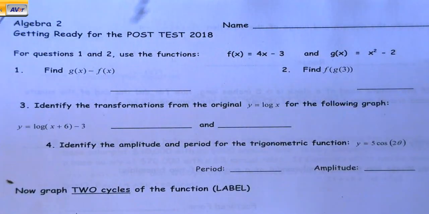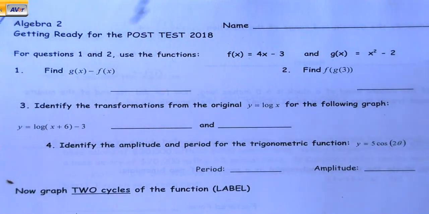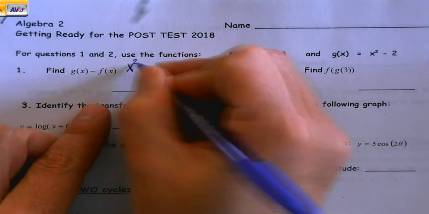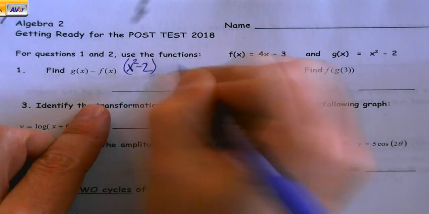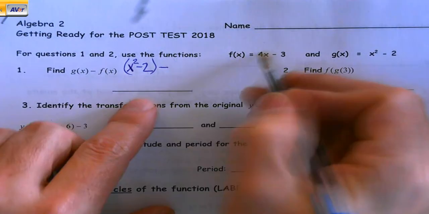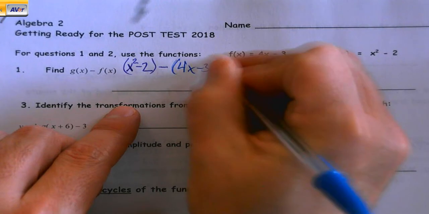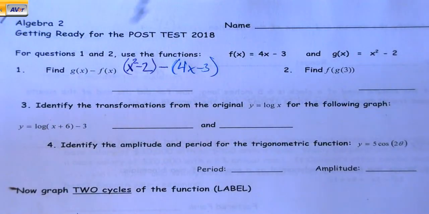So as we take a look at this post again, it'll be broken into a couple of days during the final. But what we're going to do here, for questions 1 and 2, use these two functions. And now we're going to use our function notation. Here's one of the changes that we've seen. g of x minus f of x very simply means take my g of x function, x squared minus 2, and we're going to subtract our f of x function, 4x minus 3. And my job is to simplify.